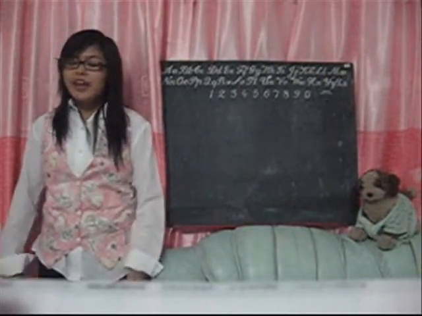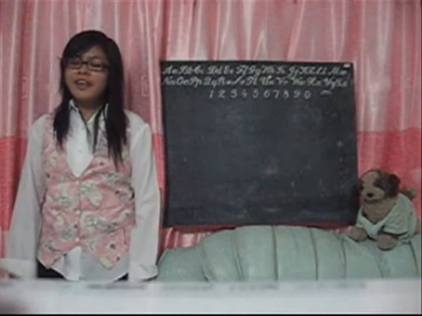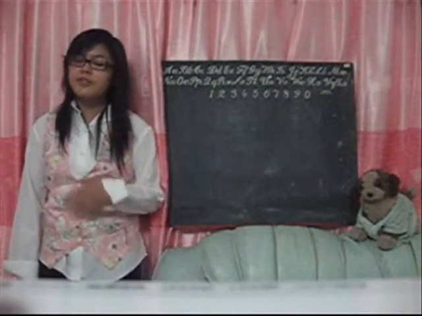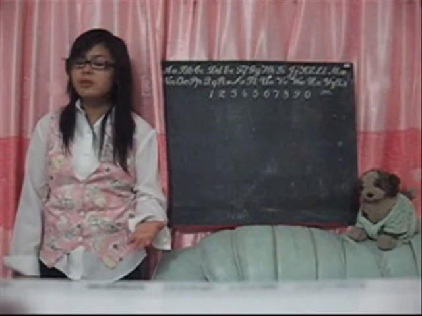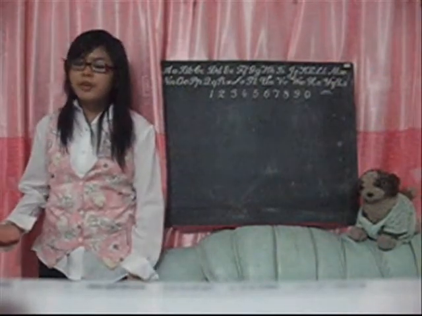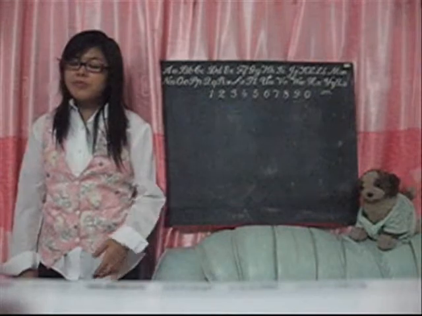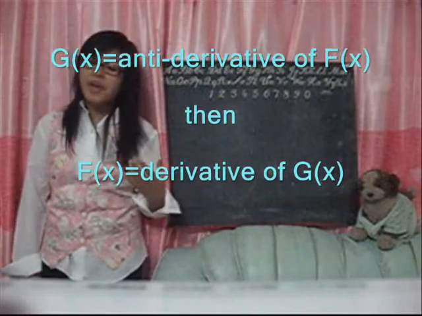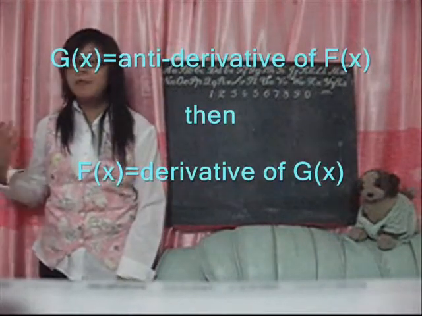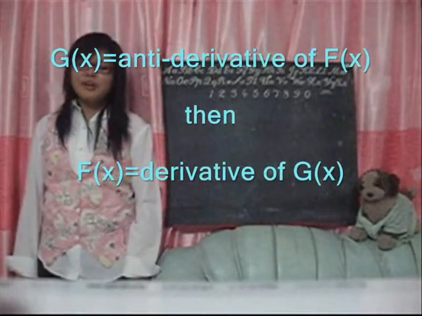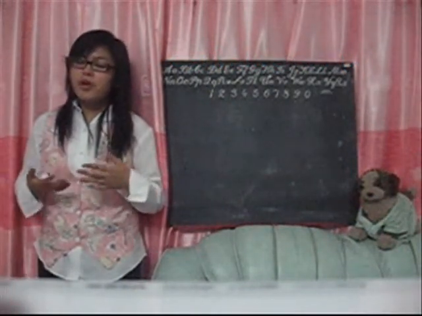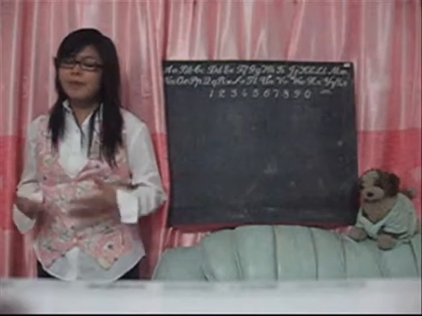Put another way, the integrand or antiderivative of a function is another function such that the derivative of that function is equal to the original function. That is, if g of x is the antiderivative of f of x, then the derivative of g of x is equal to f of x. To illustrate the concept of the antiderivative, consider these simple examples.